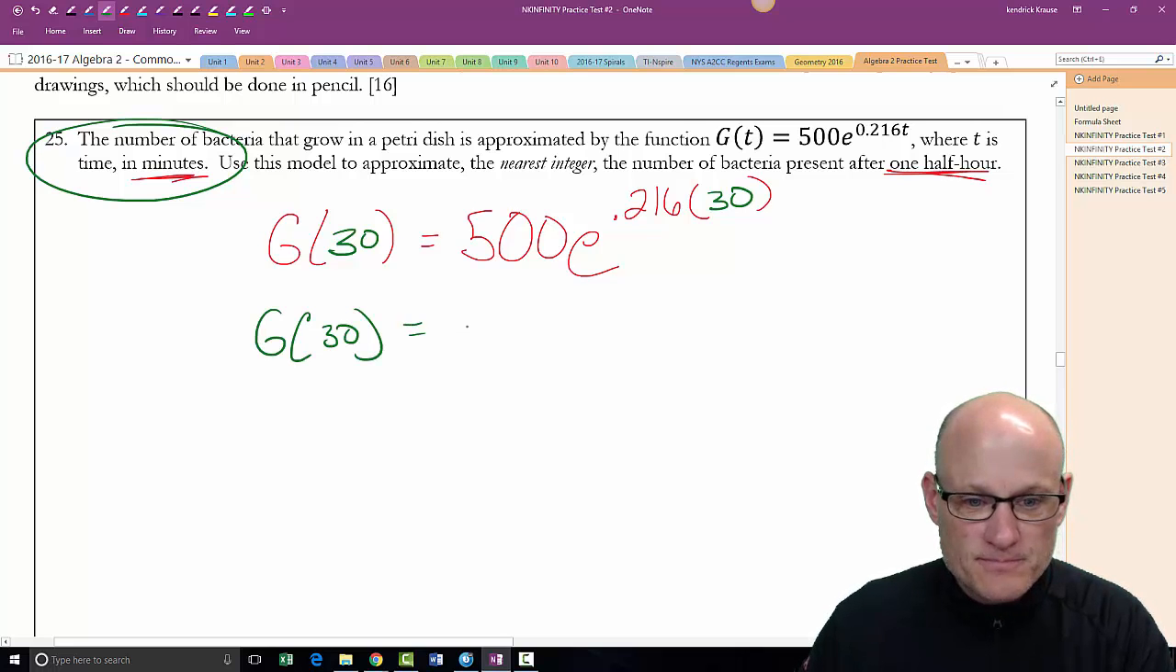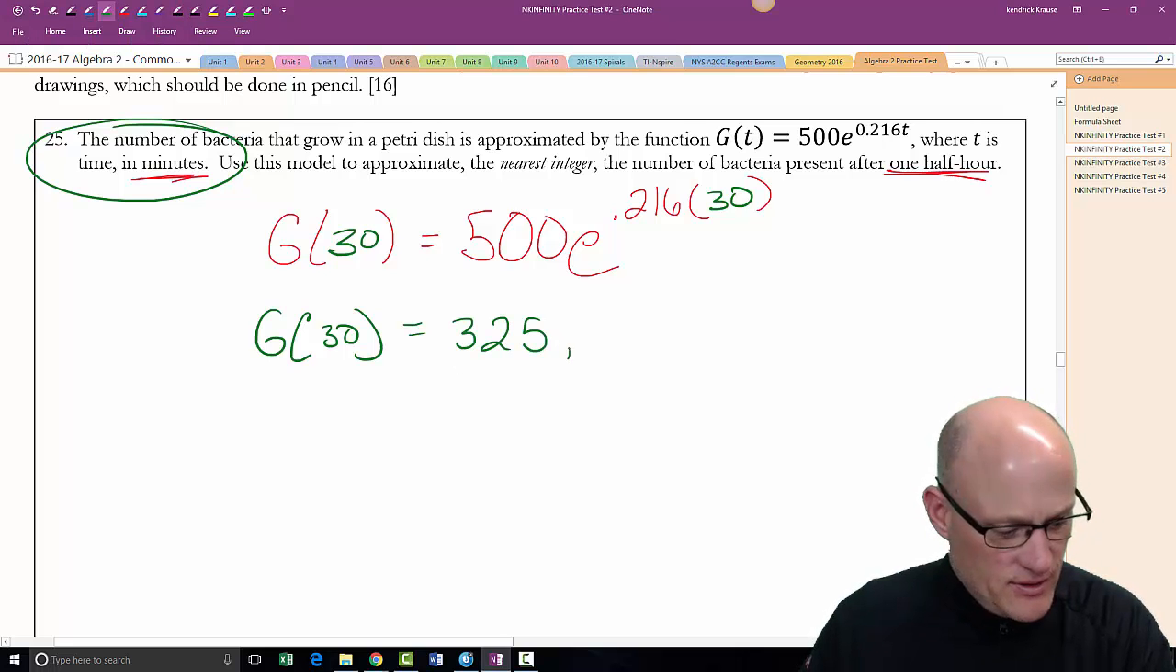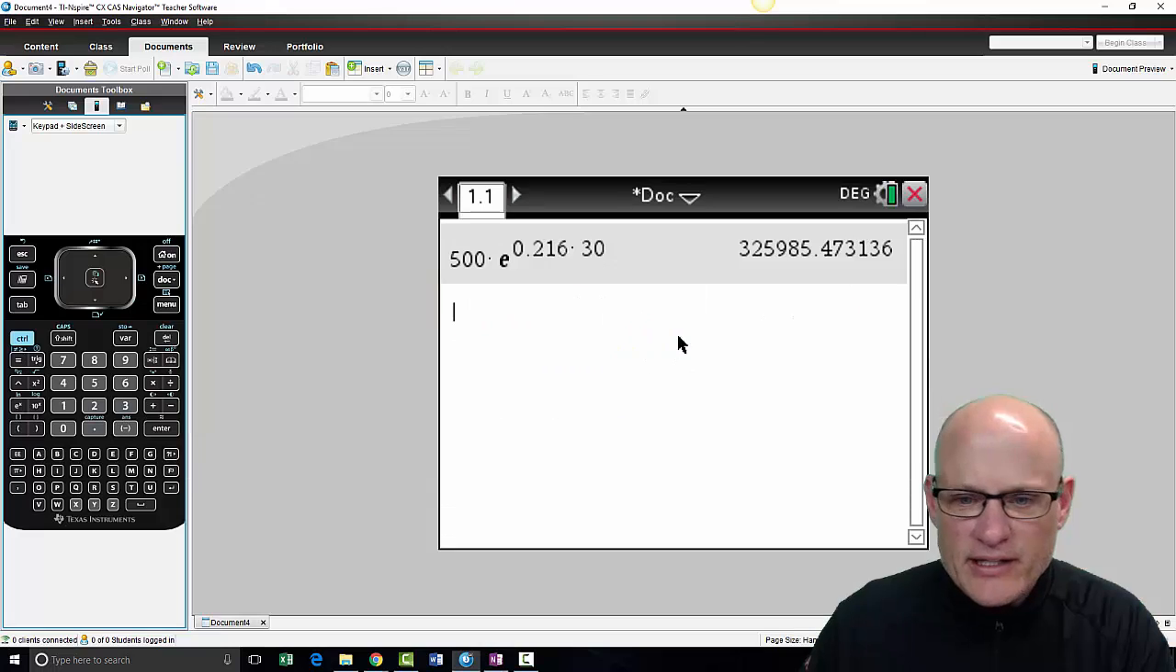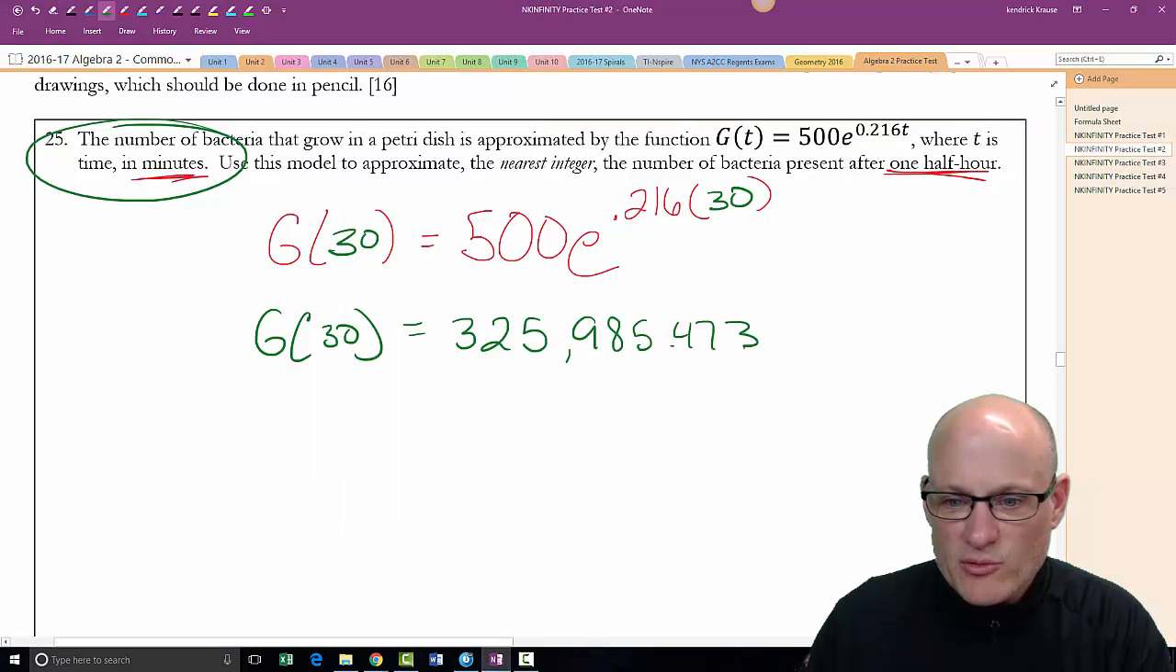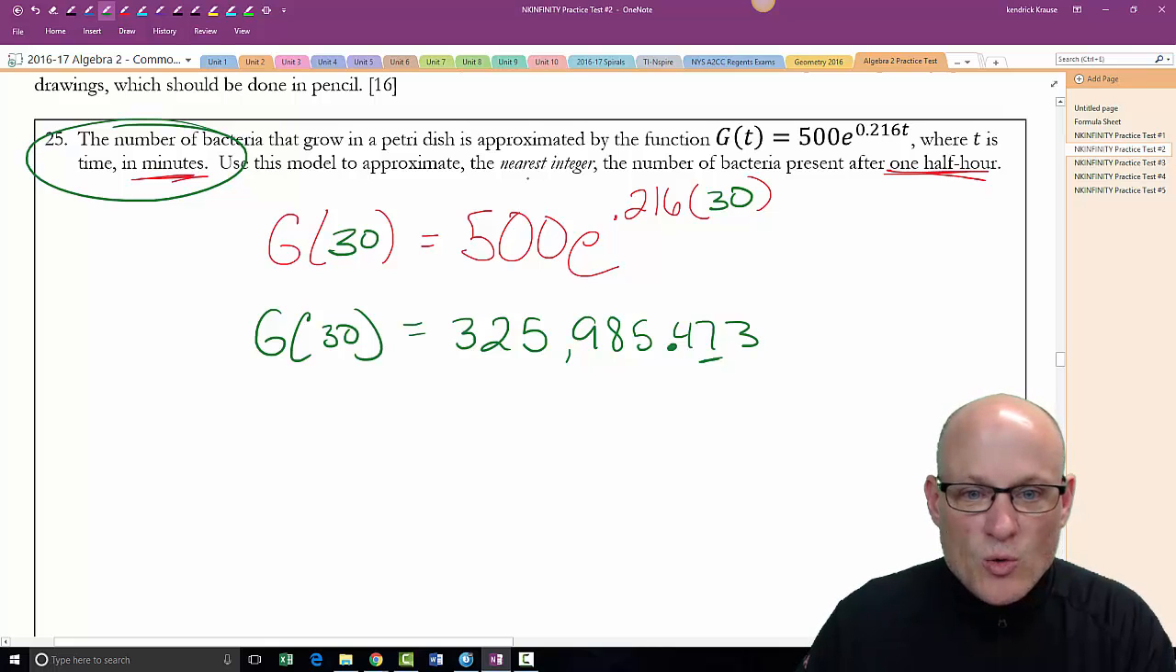I think it's 325,980, and I don't remember what the rest of it was. With money, you've got to go out at least 3 decimals, and normally we round right here to the penny. So let's see. Oh, wait, to the nearest integer.